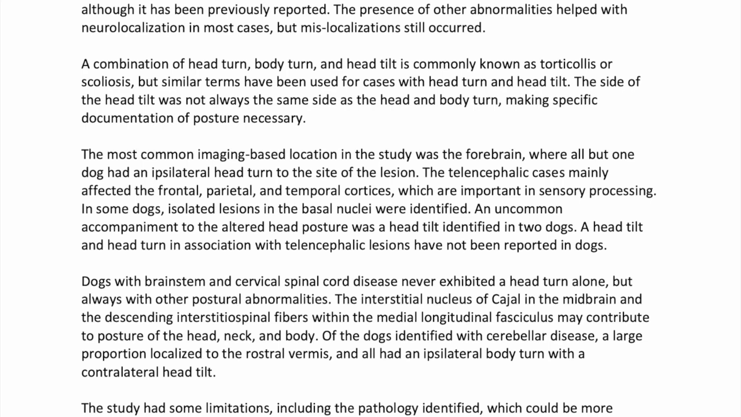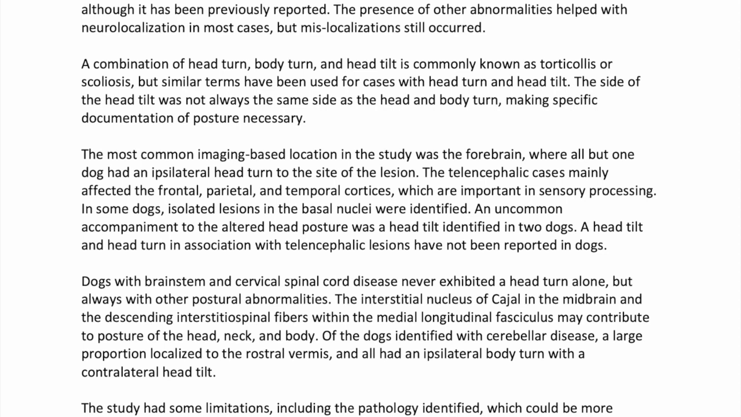A combination of head turn, body turn, and head tilt is commonly known as torticollis or scoliosis, but similar terms have been used for cases with head turn and head tilt. The side of the head tilt was not always the same side as the head and body turn, making specific documentation of posture necessary. The most common imaging-based location in the study was the forebrain, where all but one dog had an ipsilateral head turned to the side of the lesion.